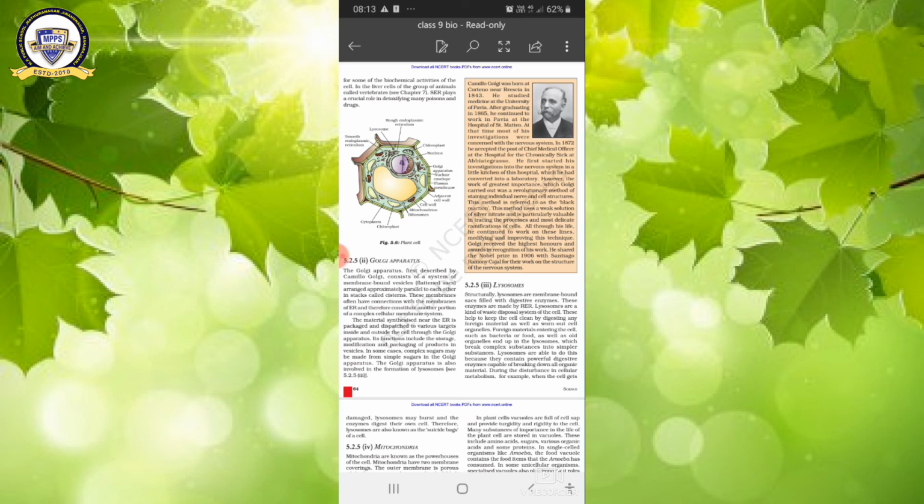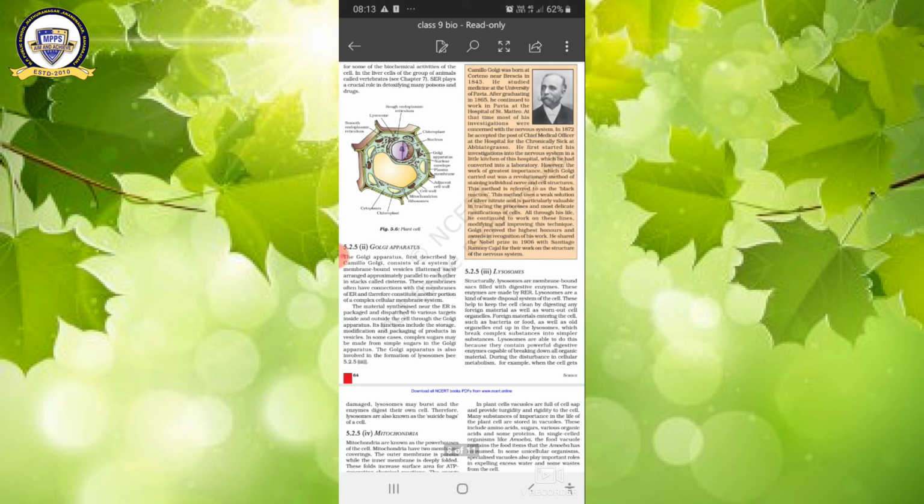And next organelles are the lysosome. Structurally, lysosomes are membrane-bound sacs filled with digestive enzymes. These enzymes are made by rough endoplasmic reticulum. Lysosomes are a kind of waste disposal system of the cell.